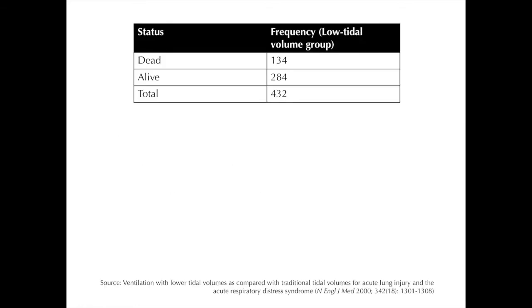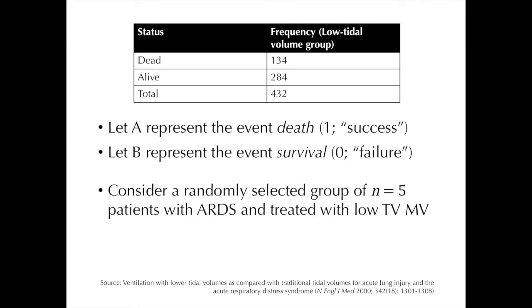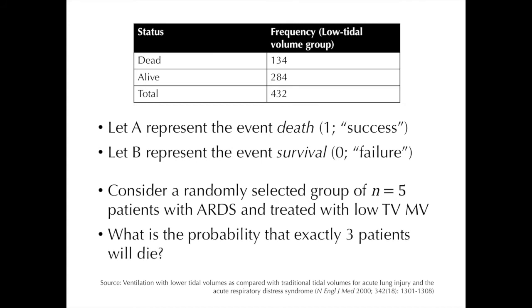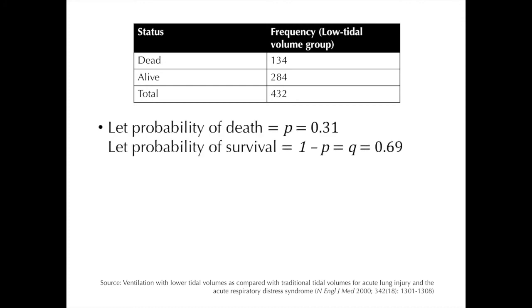Now, going back to our example, the outcome of death in this case is considered as the success, while if a patient survives, then it's considered a failure of attaining the outcome of interest, which is death. Now, let's say we randomly selected 5 ARDS patients from the low tidal volume group. What then would be the probability that exactly 3 of these 5 patients will die? As determined by this study, the probability of death among those ARDS patients treated with low tidal volume ventilation is 0.31. Since we're dealing with a dichotomous variable with mutually exclusive events, the probability of survival then would be the complement of the probability of death.